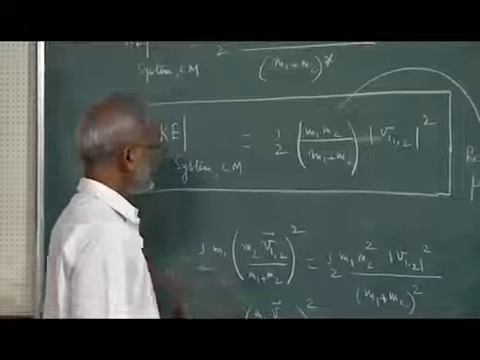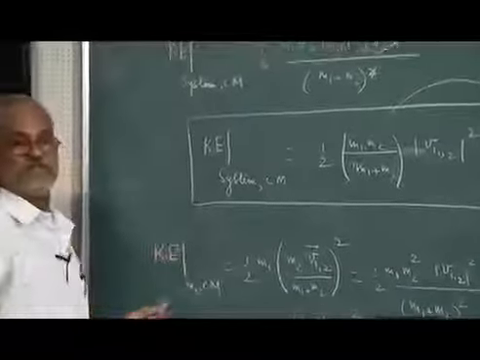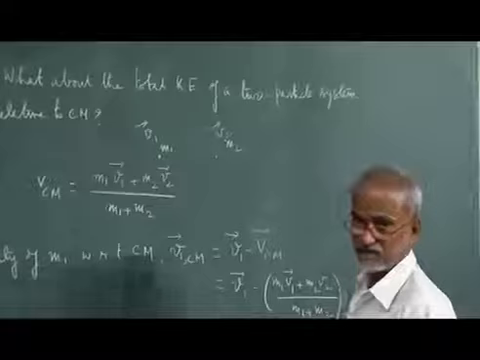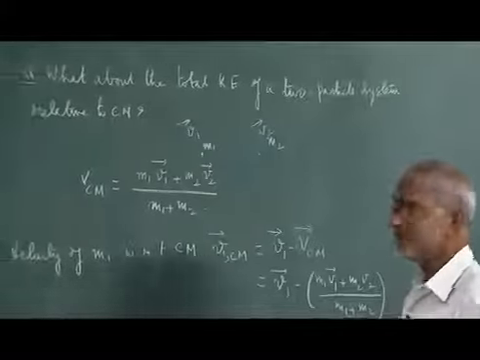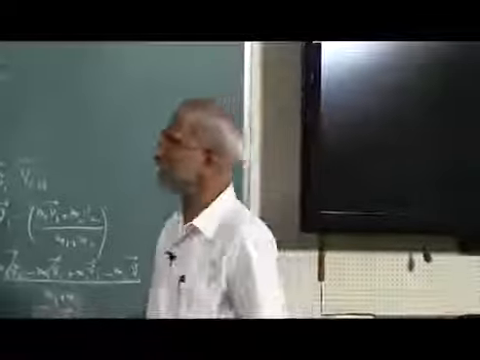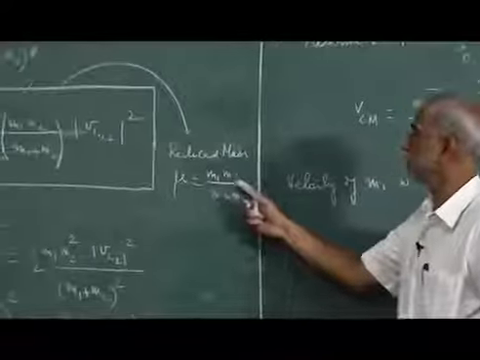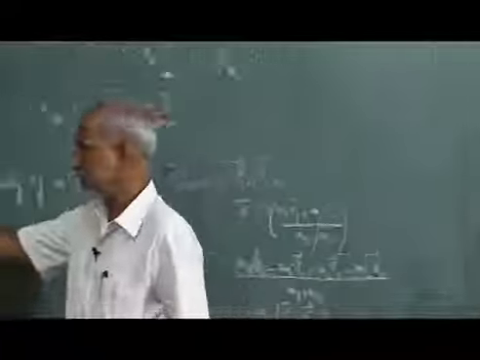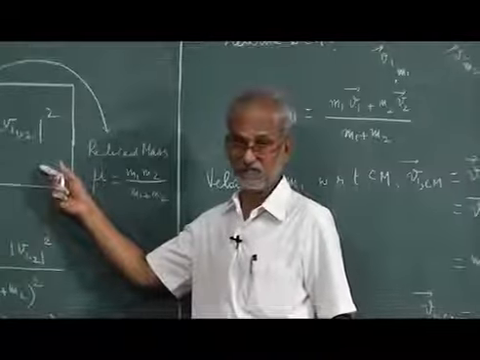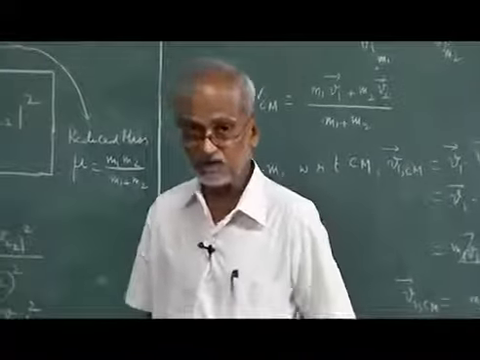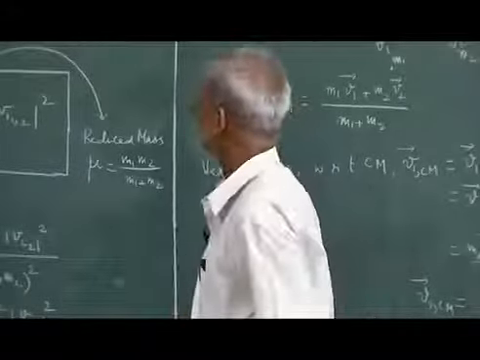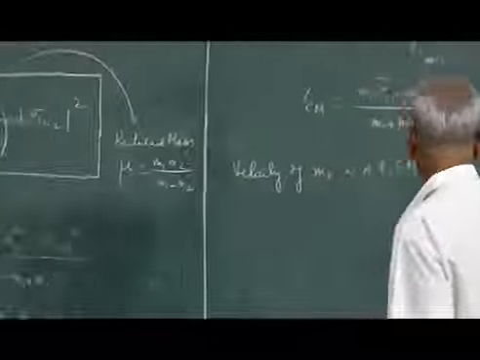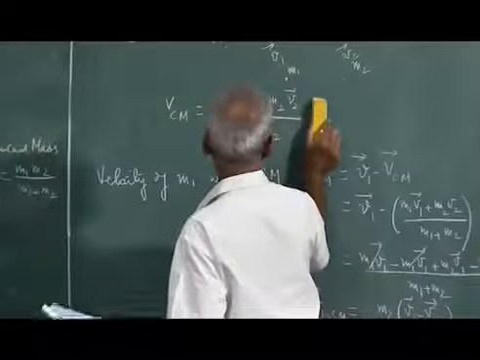So, therefore, we see that this two particle system moves as if it has a reduced mass, and its value is given by m1 multiplied by m2 divided by m1 plus m2. And what is the velocity with which this moves? This is the relative velocity with which it is moving. Now this is about the kinetic energy of the system. We will make some comments about the center of mass a little later. I will erase this. This I will keep.